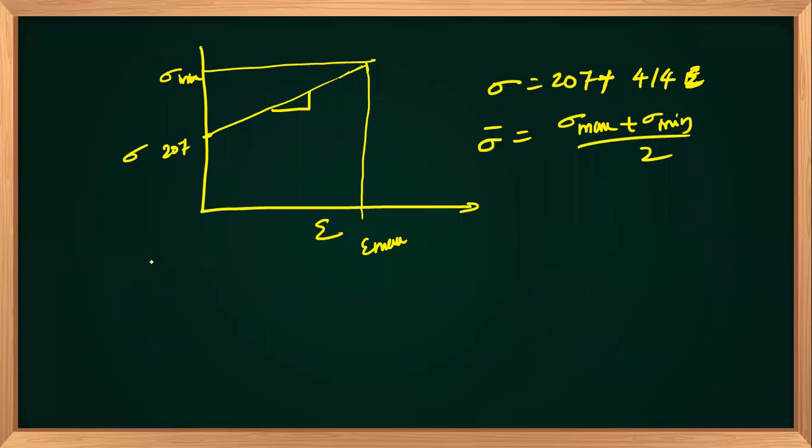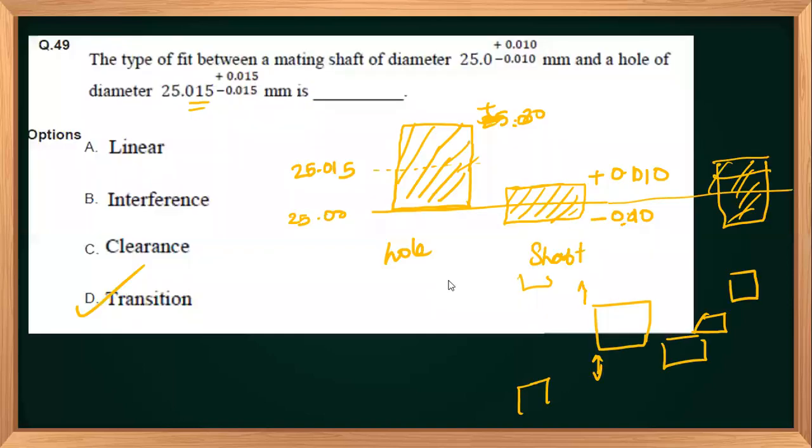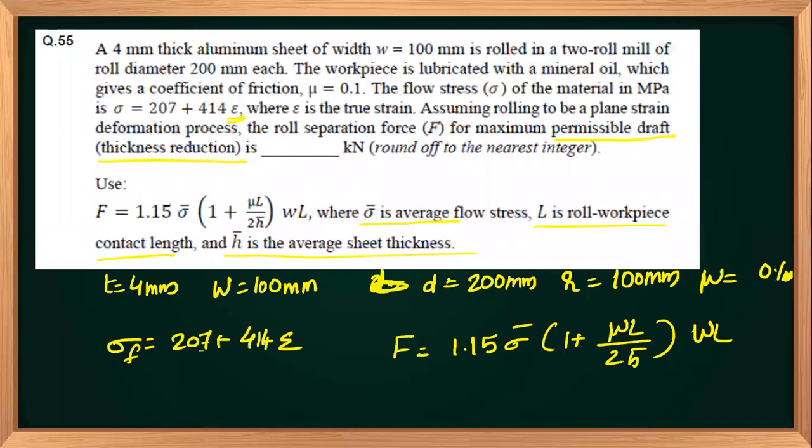So we have a limiting condition for the draft, maximum draft or maximum thickness reduction. That will be your draft, D max, equal to mu square R, right? How much will it be? Mu square means 0.1 square, R means 100, right? 0.1 square into 100 means how much? 1 mm is the maximum reduction which is possible. So now it is 4 mm. It can only be reduced by 1 mm in a single rolling operation because of the limitation of the coefficient of friction and the diameter.